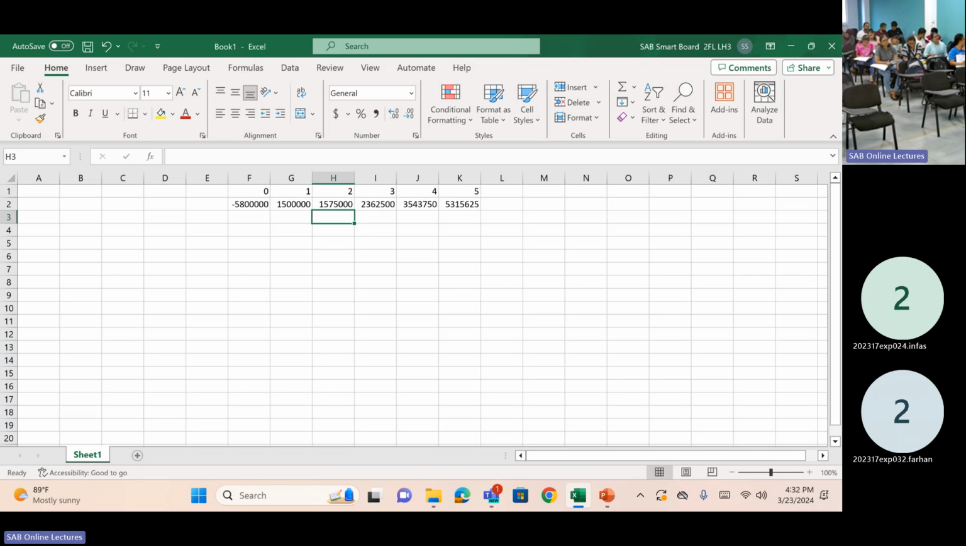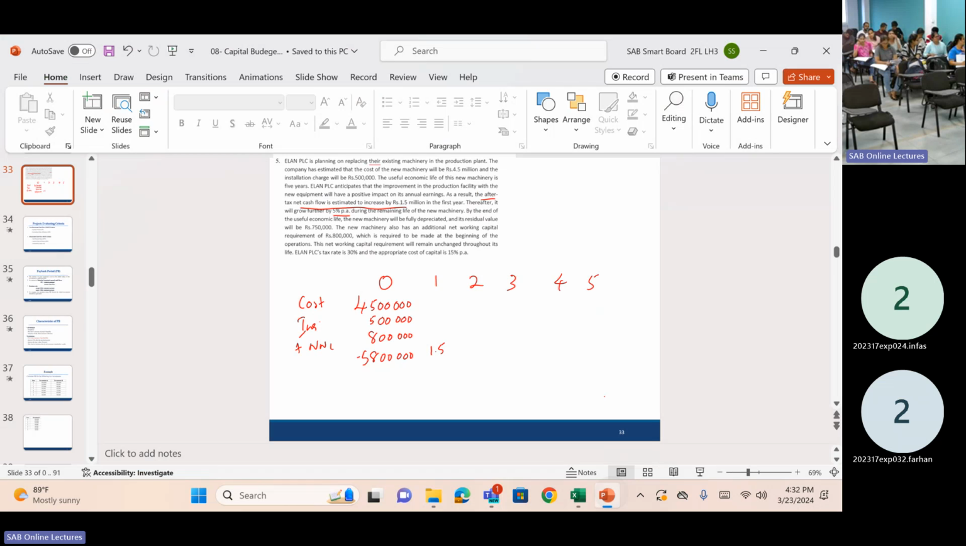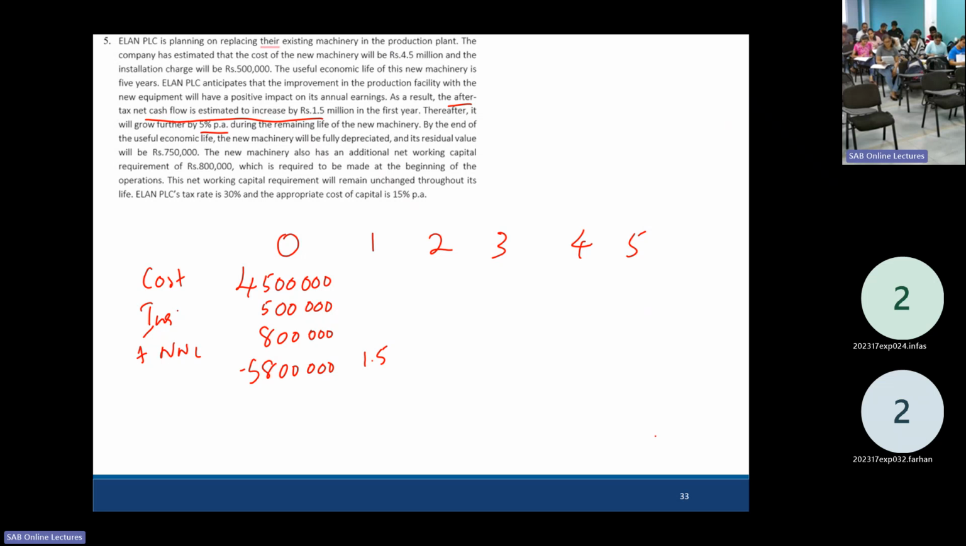Then the terminal cash flow you can adjust accordingly. By the end of the useful economic life, the new machine also has an additional net working capital requirement of 800. So now we have to release it. What is the scrap value? New machinery will be fully depreciated. Its residual value is 750,000. Tax rate is 30%, so you have to consider this also.